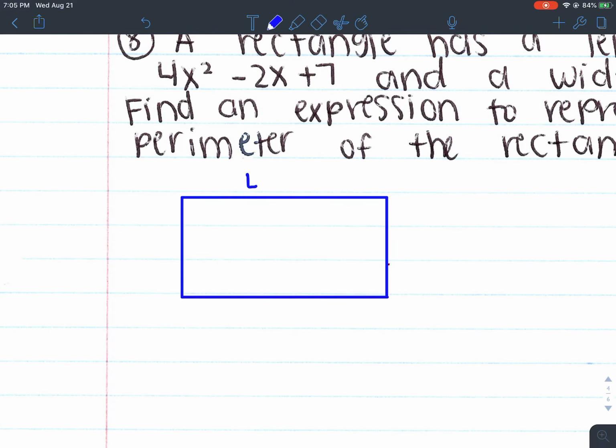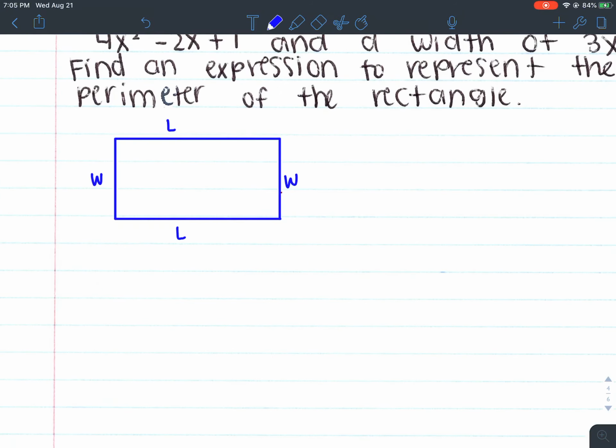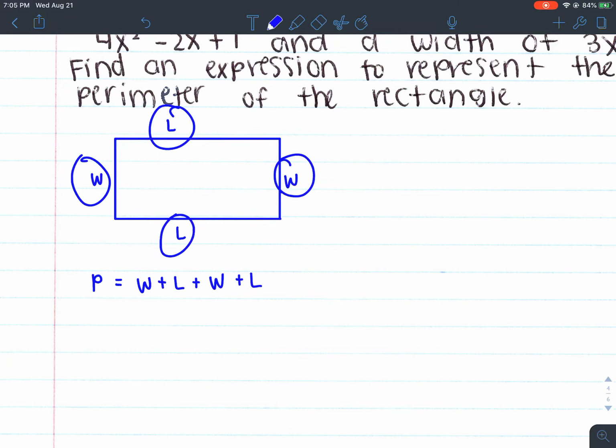Well, I have the length, the width, and the width. And I know for perimeter I need to add up all the sides. So that would mean W plus L plus W plus L, right? I have two widths, and I'm adding my length. So width plus length plus width plus length. I add up all the sides.